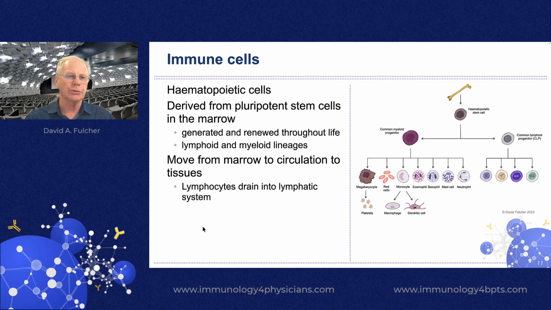The immune cells that we will deal with throughout the course are hematopoietic cells derived from pluripotent stem cells in the marrow, and this applies to innate and adaptive immune systems. In general, these are generated throughout life and renewed throughout life, and they belong to the myeloid and the lymphoid lineages. Basically, cells are made in the marrow, move to the circulation throughout life, and then recirculate. And lymphocytes, of course, have their own system of recirculation called the lymphatic system, which we'll come to at the end of this lecture.